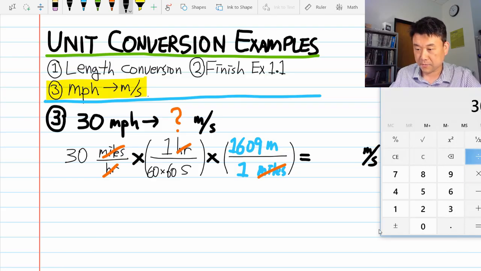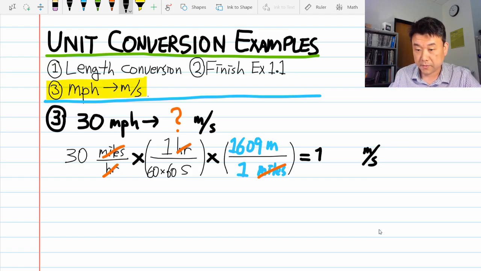30 divided by 60, and because of the way this calculator works, I just have to divide again by 60 and then multiply by 1609. So I get a number of 13 or 13.4 meters per second.